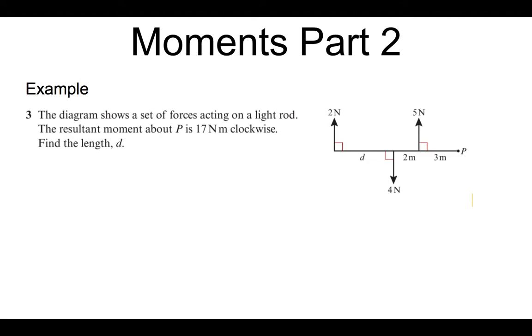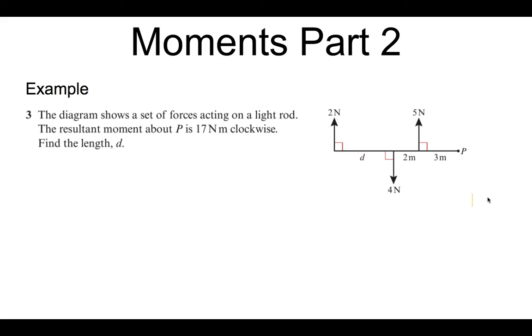So this first example that we're going to look at, it's one of the questions from the textbook. So it says the diagram shows a set of forces acting on a light rod. So this is your light rod here. The resultant moment about P, so that's using P as the pivot, so P is where we're going to measure our moments from, is 17 Newton meters clockwise. Find the length of D. So what we need to do is use the information in the question to come up with the clockwise moments, the anti-clockwise moments in terms of D, and then we can use the fact that the resultant moment is 17 Newton meters to find out what D is.